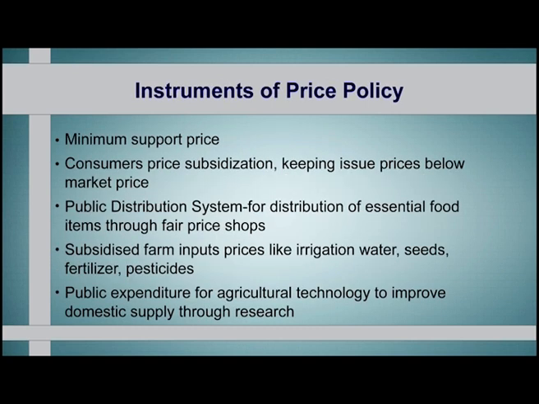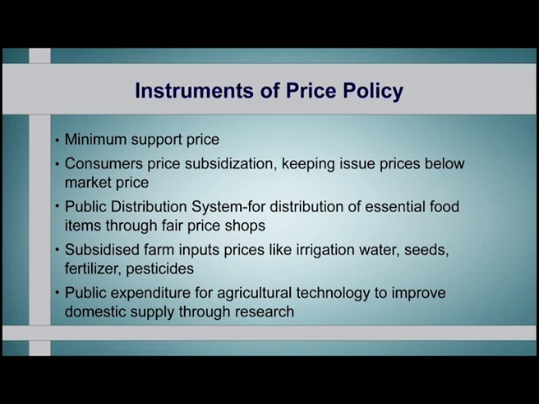What are the instruments of the price policy? Basic instruments of the price policy in India are: one is minimum support price, that is, farmers are given some minimum support price so that they don't have to suffer low pricing and exploitation by the traders. Then consumer price stabilization is also one of the important instruments, keeping the issue price below the market price. That is, the issue price must be below. That is one of the instruments of the price policy, that's the issue price.